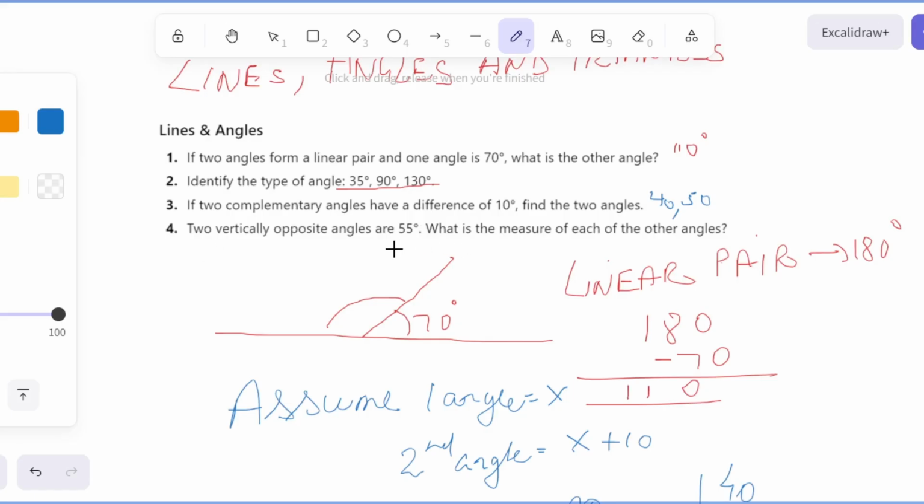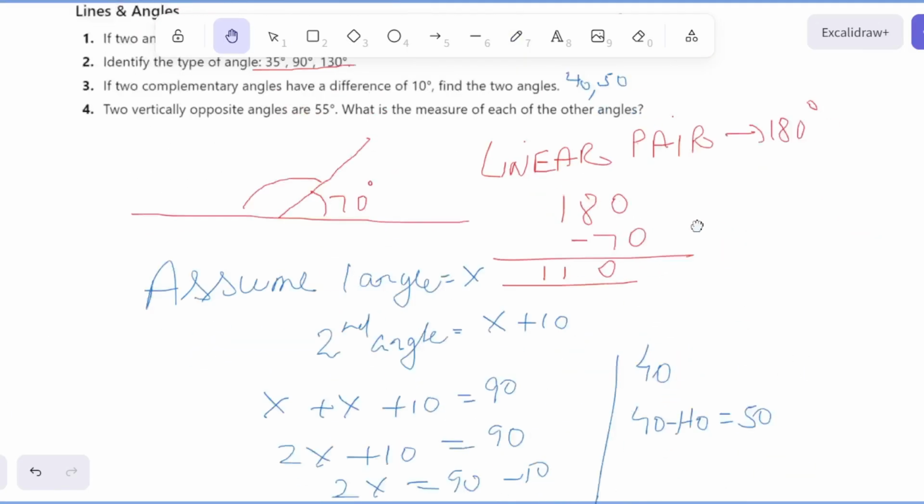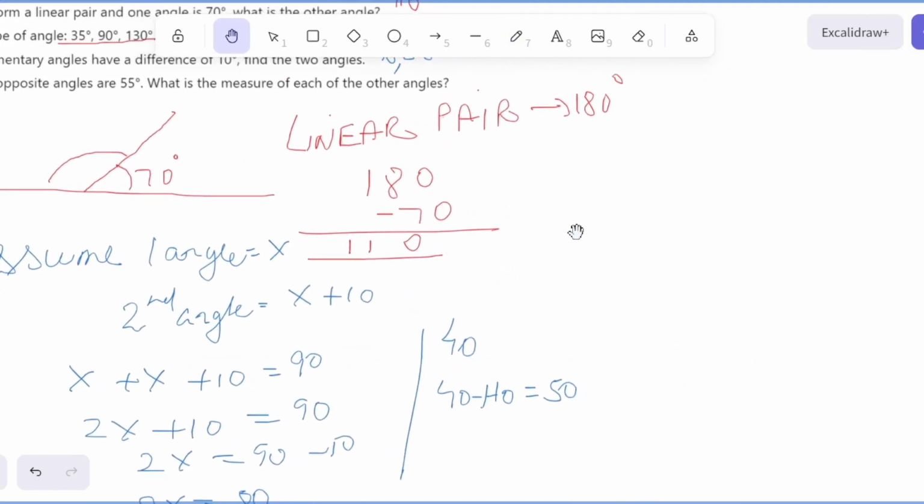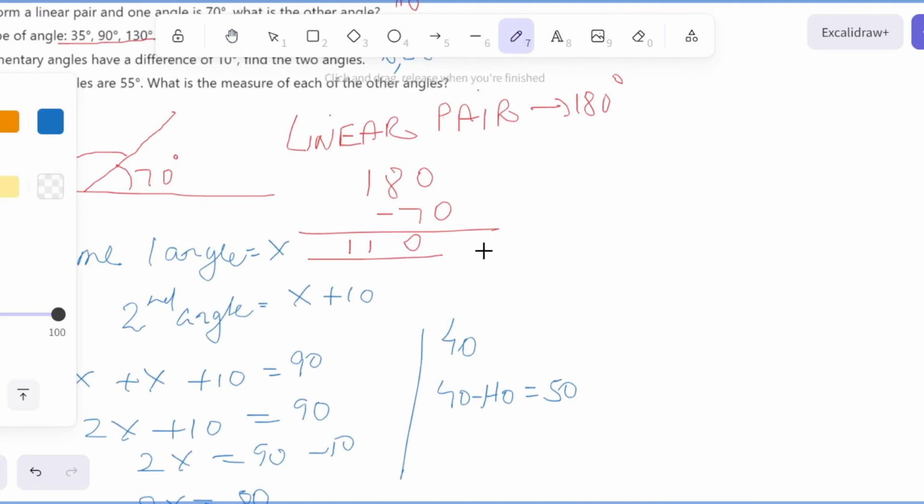Two vertically opposite angles are 55 degrees. What is the measure of each of the other angles? Do you understand this question? Do you know what are vertically opposite angles? Can you explain to me? Sure. So vertically opposite angles are formed when two lines intersect each other, like this.